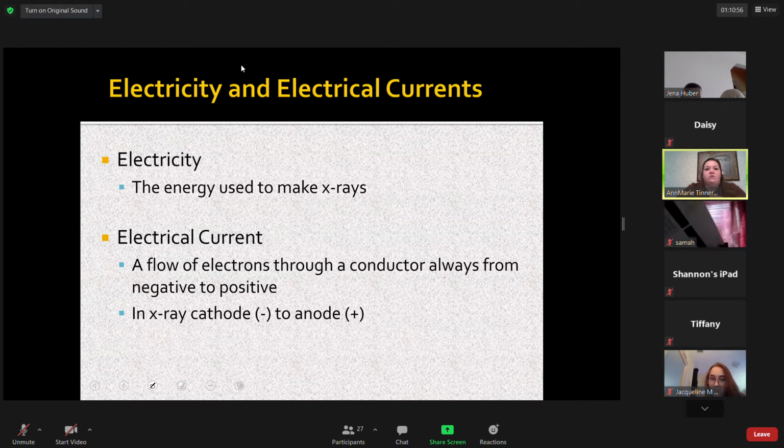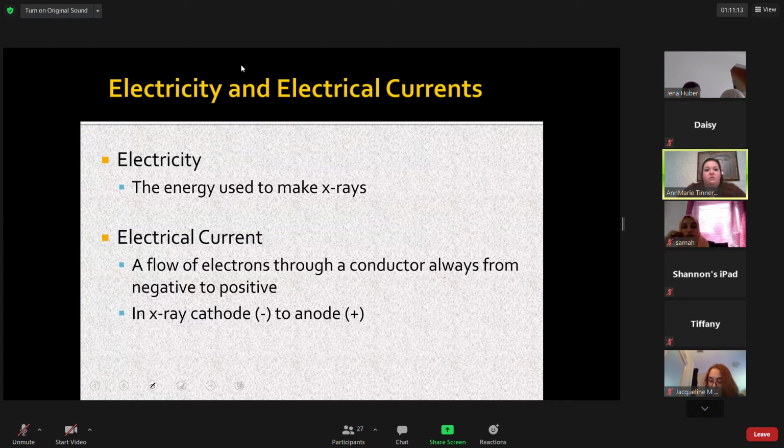All right, electricity is energy used to make X-rays. Obviously, you know what that is. You need electricity. Your unit has to be plugged in. You need electricity to make X-rays. If your unit is not on, you are not going to get an X-ray.